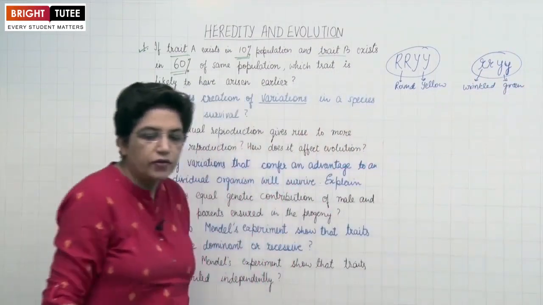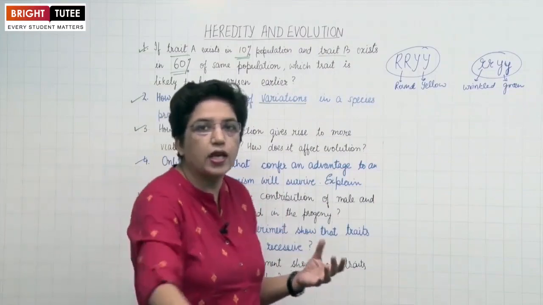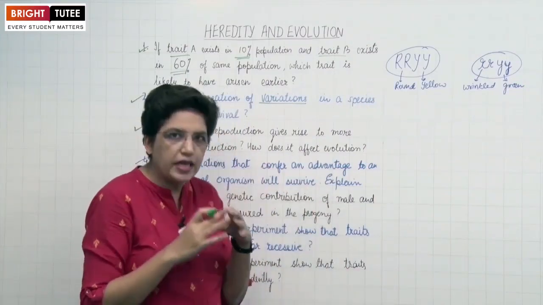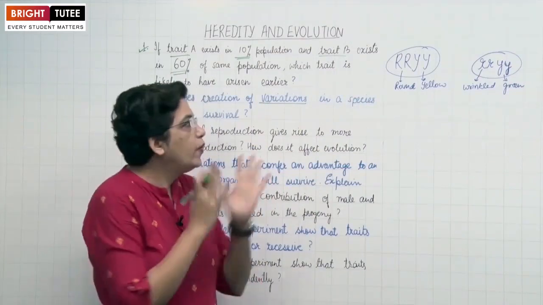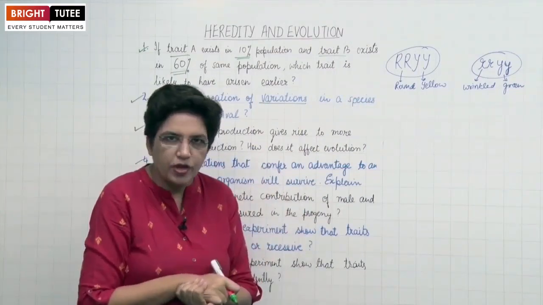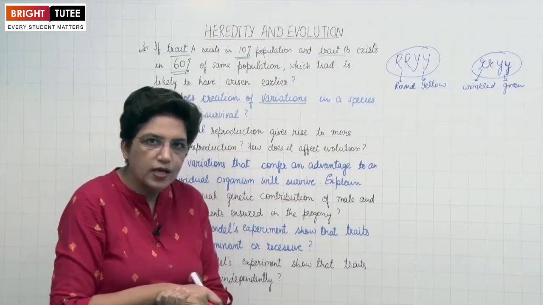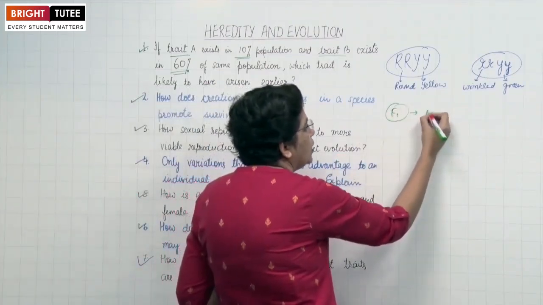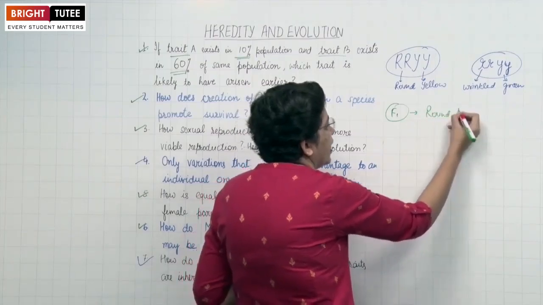In this case, we are taking into account two different characteristics of the seeds of the pea plant. When the cross was done between these two plants, in F1, what was found was that all the plants were round and yellow.